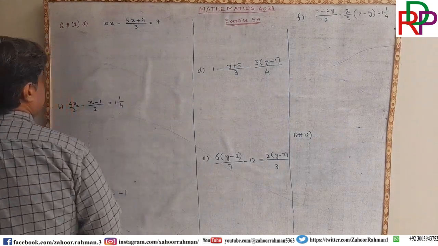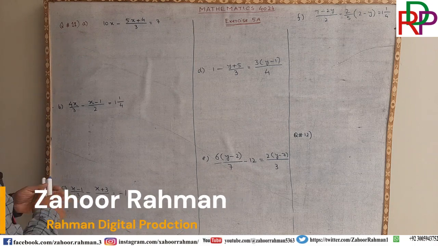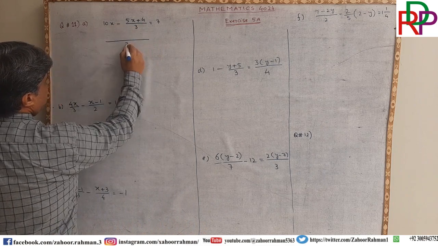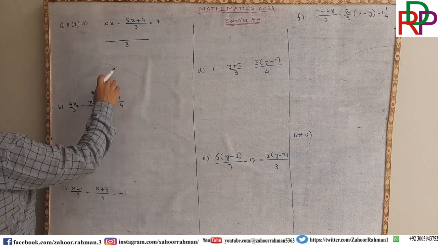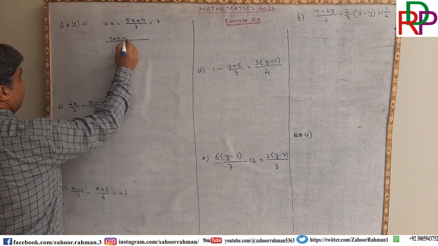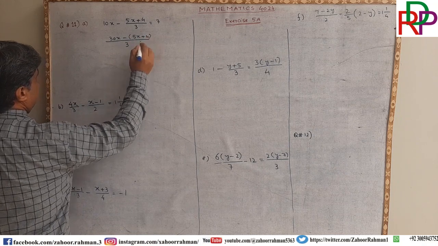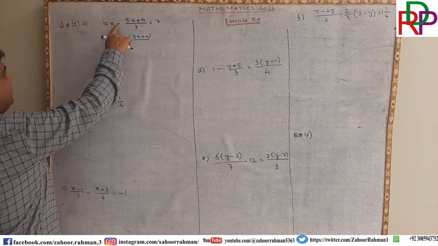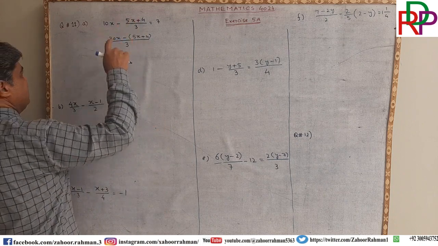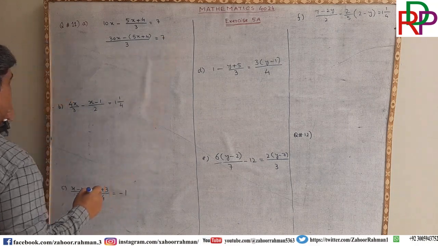So let us start. This is question number 11 in A part. First of all, I have to take the LCM of these two, which is 3. And then when this is multiplied, it will be 30x minus and 5x plus 4. Many people are writing this minus with only this minus 5x and not multiplying this with the plus, and as a result they are getting the wrong value.